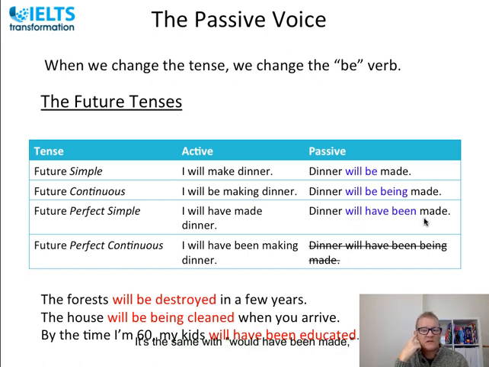It's the same with would have been made, could have been, should have been. So of course we can change will to could, would, should. And we often use that structure, but again, difficult to hear. Again, future perfect continuous we don't use.